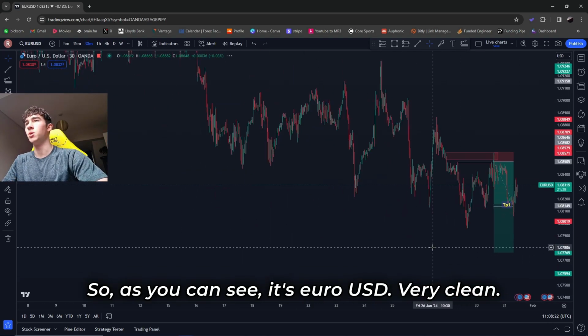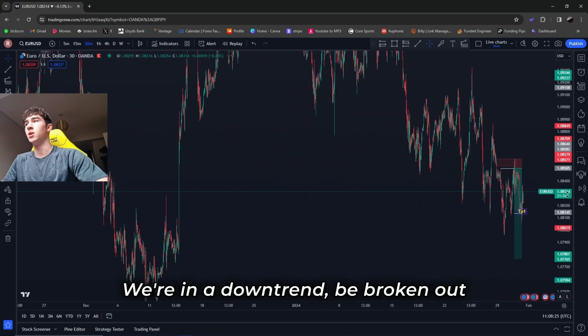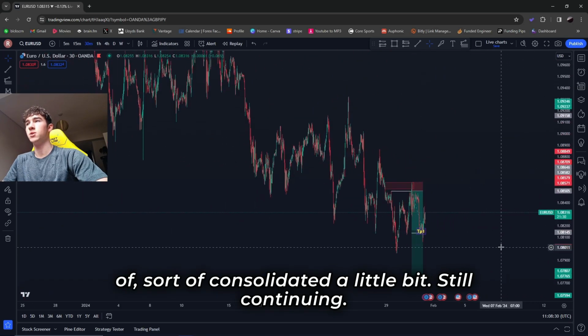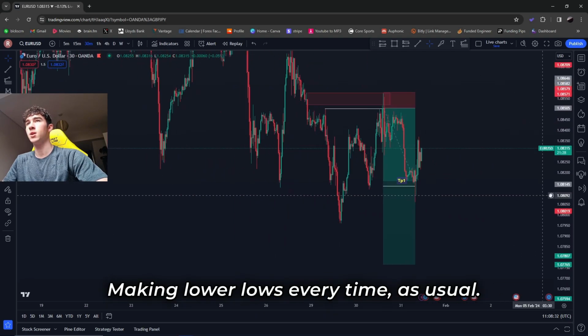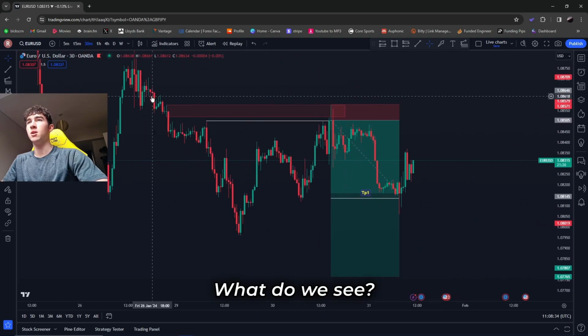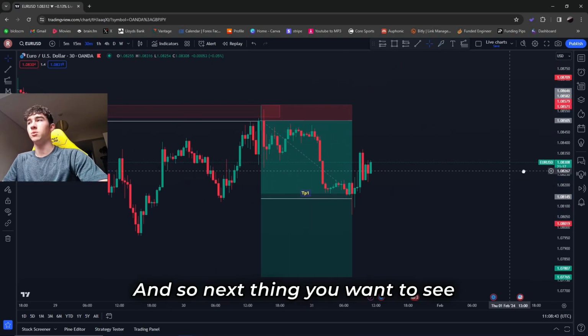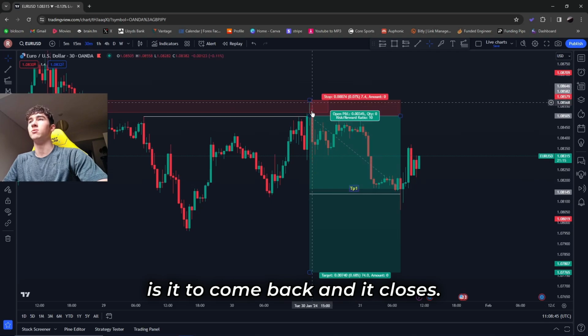So as you can see, it's EURUSD, very clean. We're in a downtrend. We've broken out of, sort of consolidated a little bit, still continuing making lower lows every time. As usual, what do we see? Untapped zone right here, took out lows. And so the next thing you want to see is it to come back and close respecting the zone, as it did.